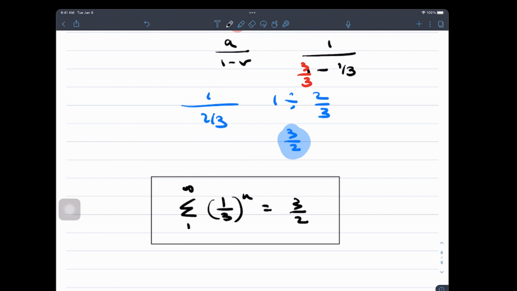And it converges to 3/2. Now, I just want to remark here for you guys. This is a very, very important remark. This is a very, very important section that we just started. There's a lot of work in this section, 12.2, just like 12.1.